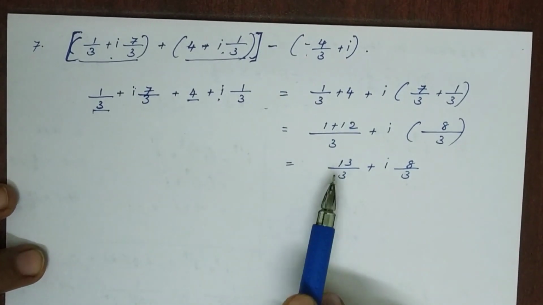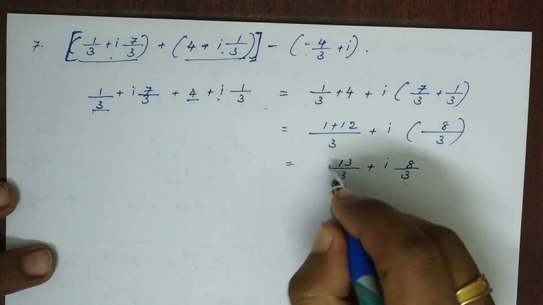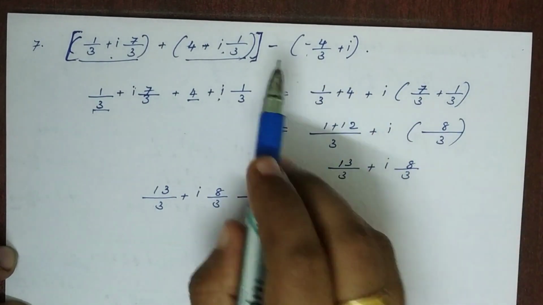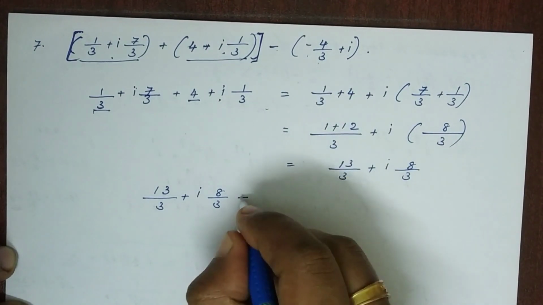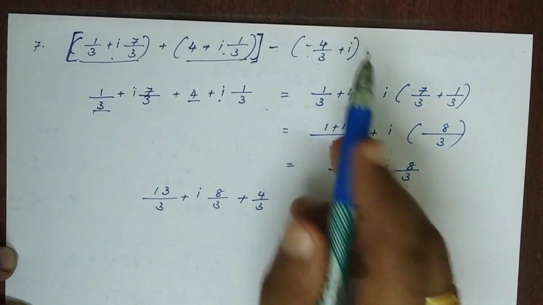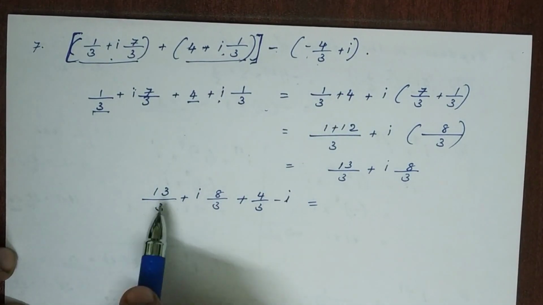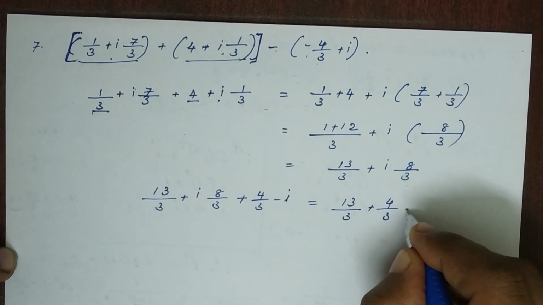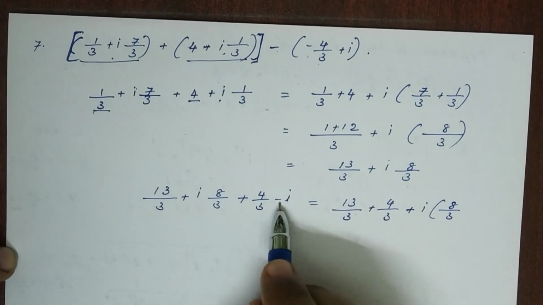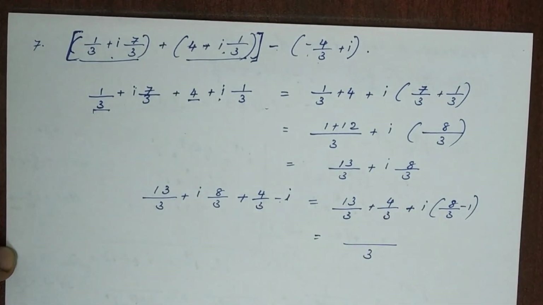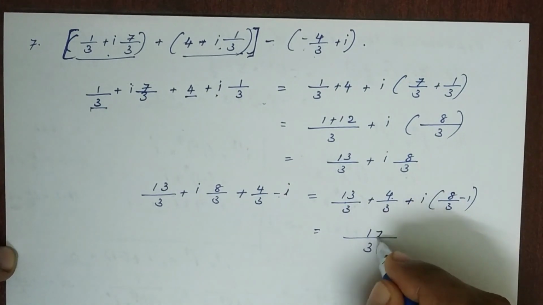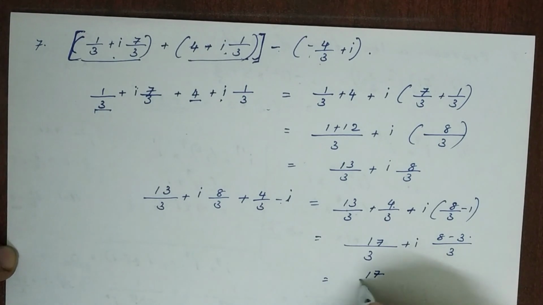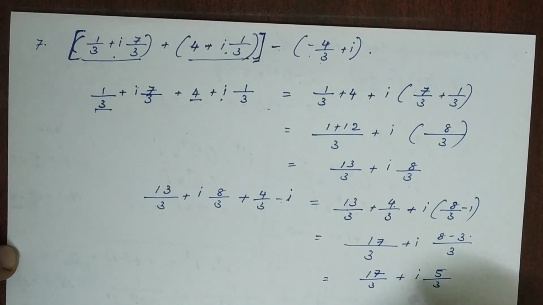Next step, from this answer we need to subtract. So 13 divided by 3 plus i into 8 by 3 minus, minus into minus 4 by 3 will be plus 4 by 3. Then minus into i is minus i. So that is equal to real part 13 divided by 3 plus 4 by 3. Then plus i into 8 by 3 minus 1. What is the LCM? 3. 13 plus 4, that is 17. Plus i into, LCM 3, 8 minus 3. That is 17 divided by 3 plus i into 5 by 3. This is the answer.